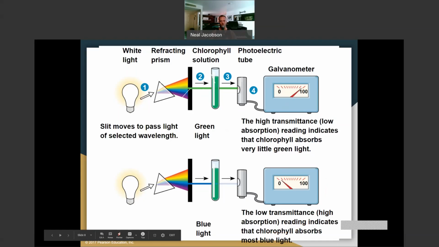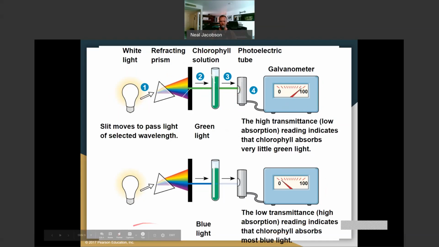Okay. So if we shine prismed light through the sample, the green light will make it all the way through to the other side, and the photoreceptors on the other side will say, oh yeah, I'm getting 100% of the green light I'm shining through being transmitted through the sample of chlorophyll, a pigment in the chloroplast.